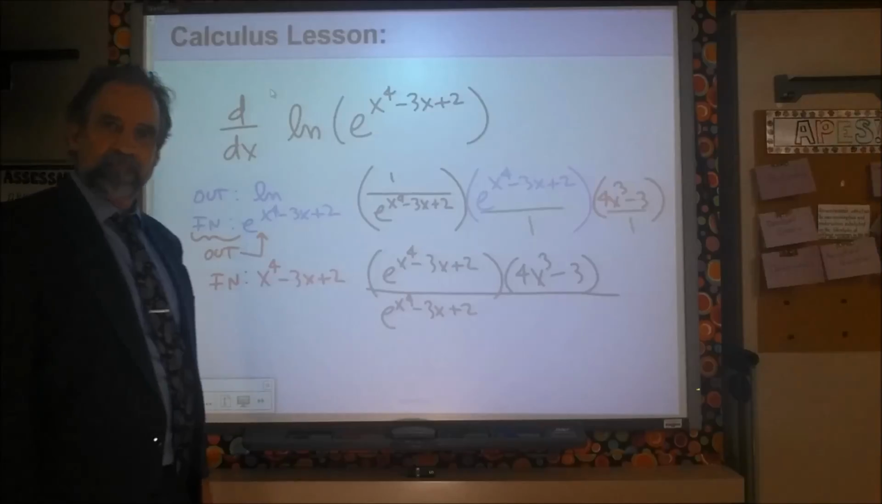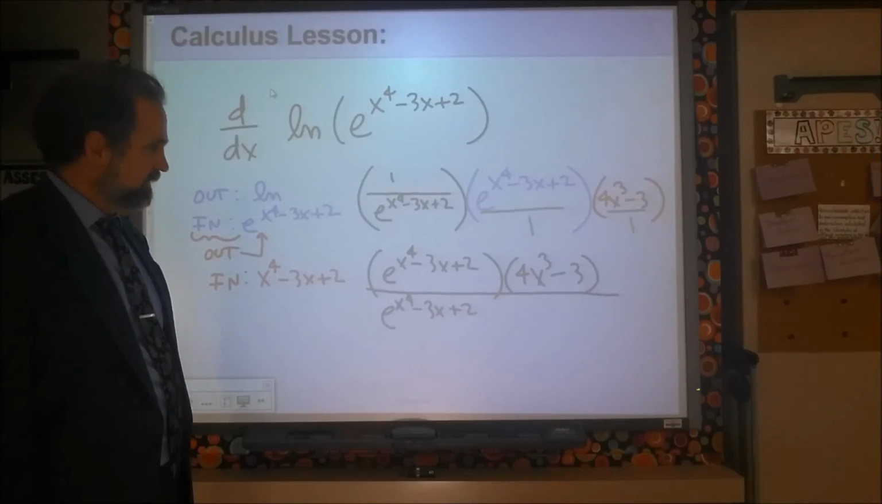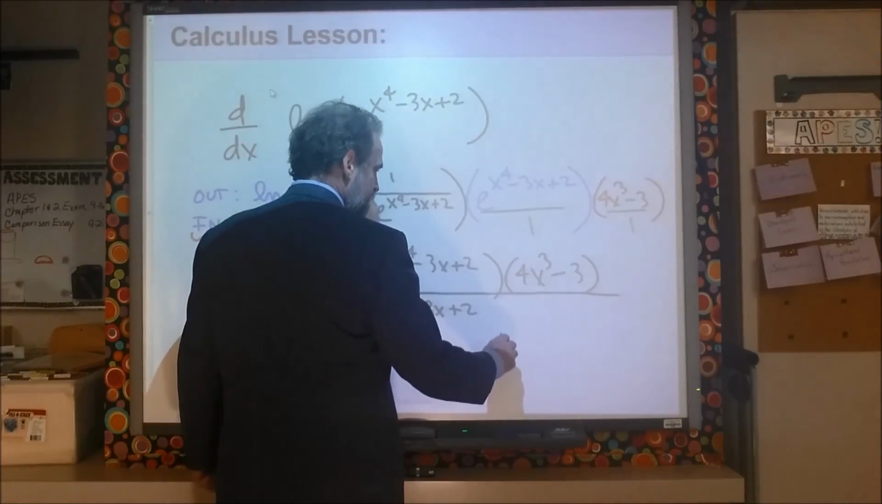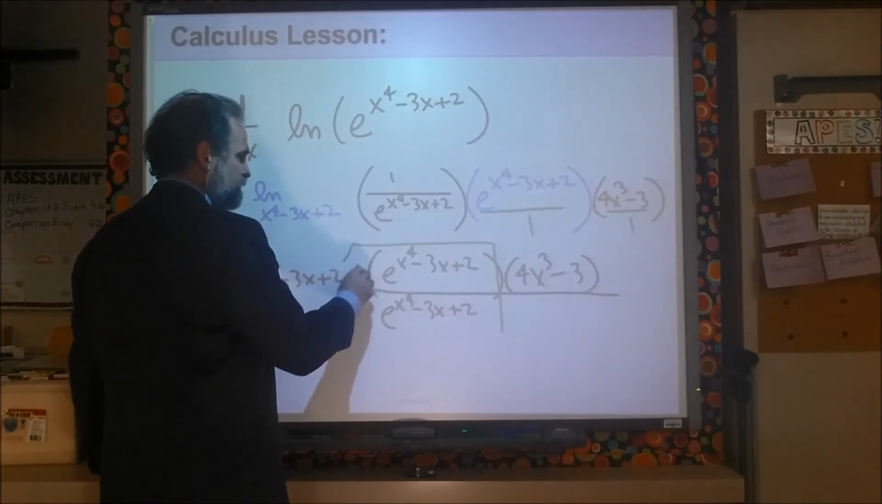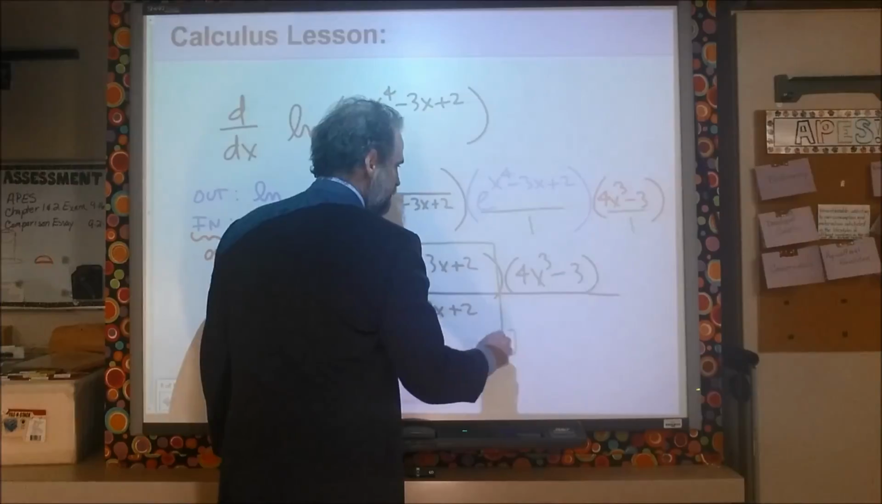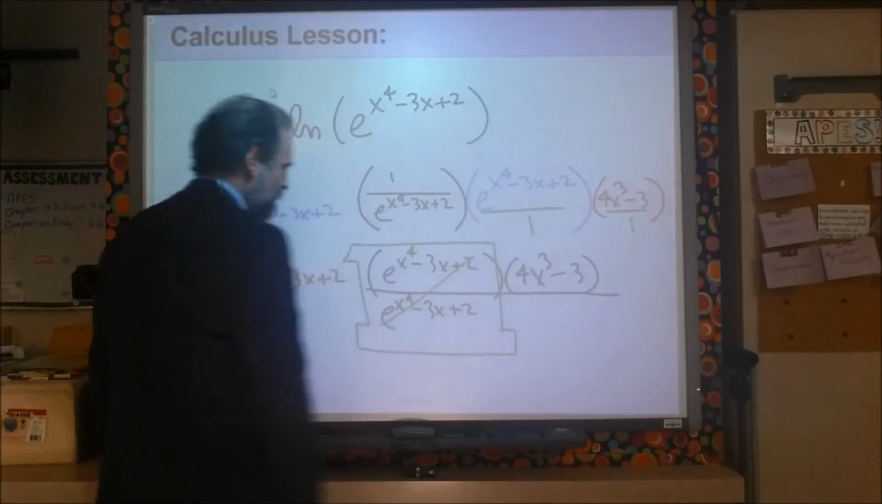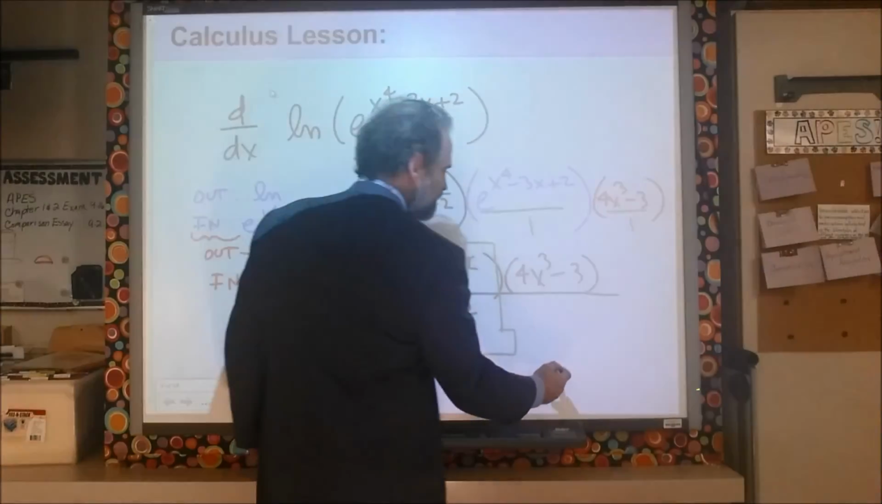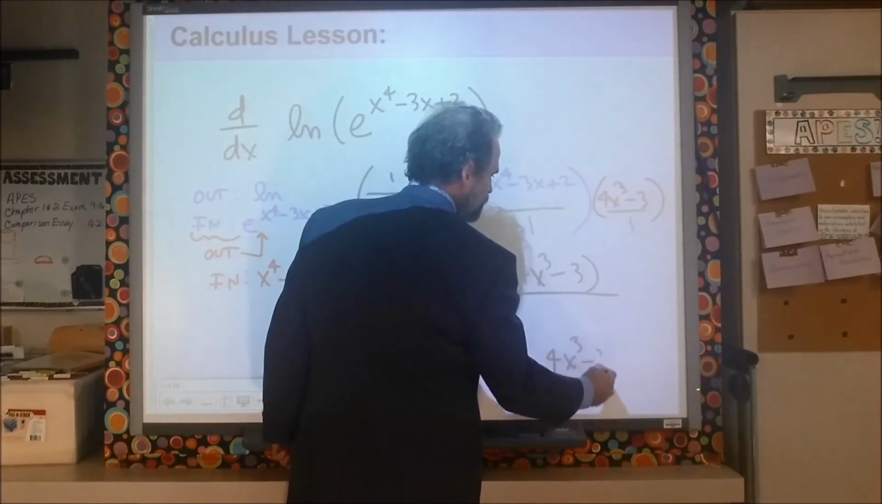Something jumping out? Should. This is times and divided. Well, those are inverse operations, and this is something over itself. What is my answer really? My answer really is 4x to the third minus 3.